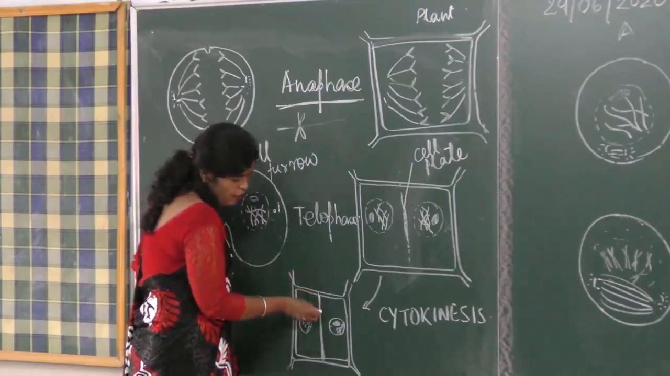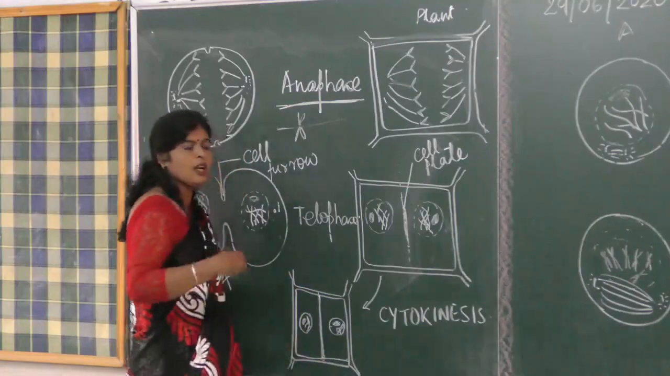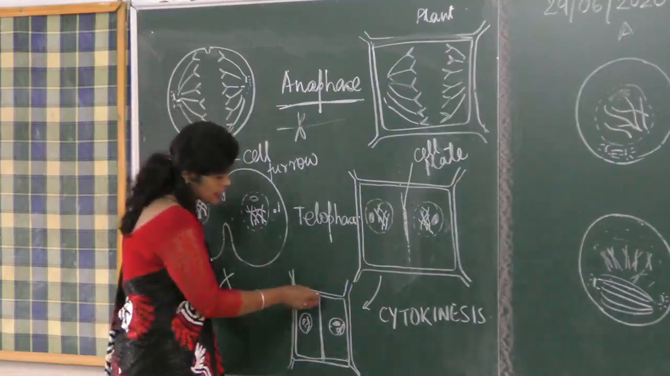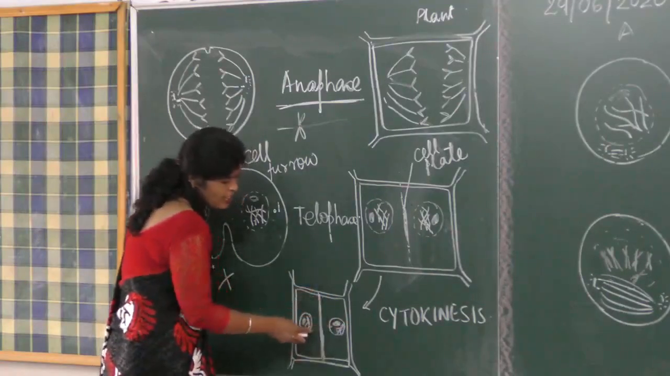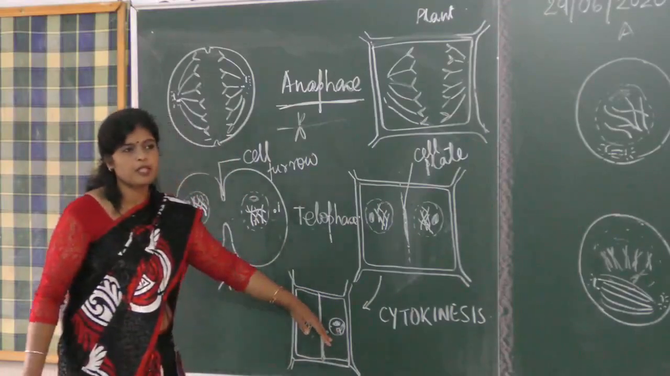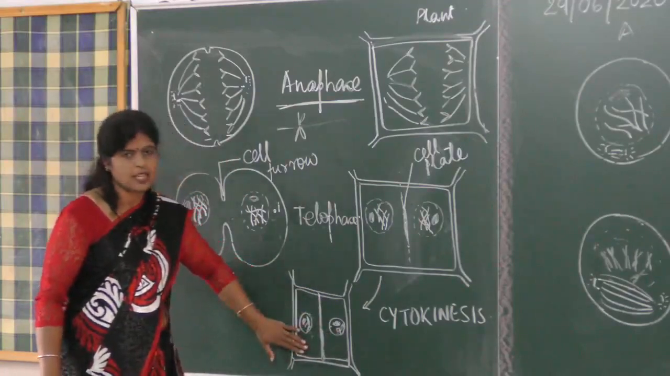Is it clear? This forms the primary cell wall. Later on, they will develop their own cell walls. This is the basic cell wall which has divided these two into two parts. So here, this becomes the cytokinesis. This is what is cytokinesis.